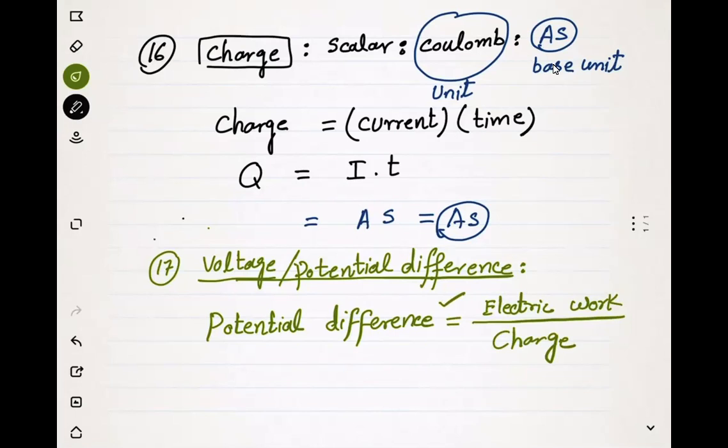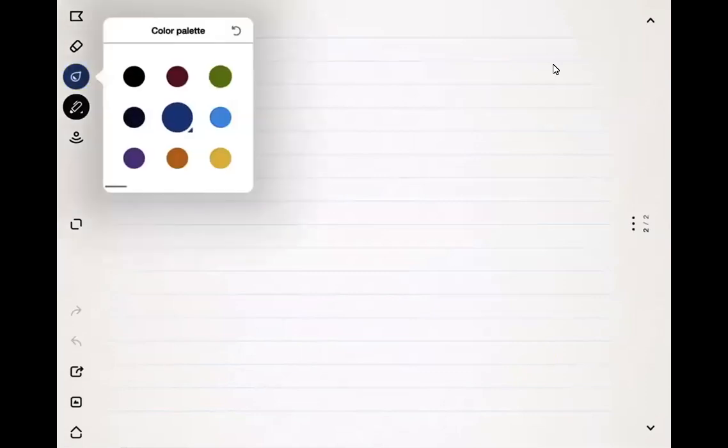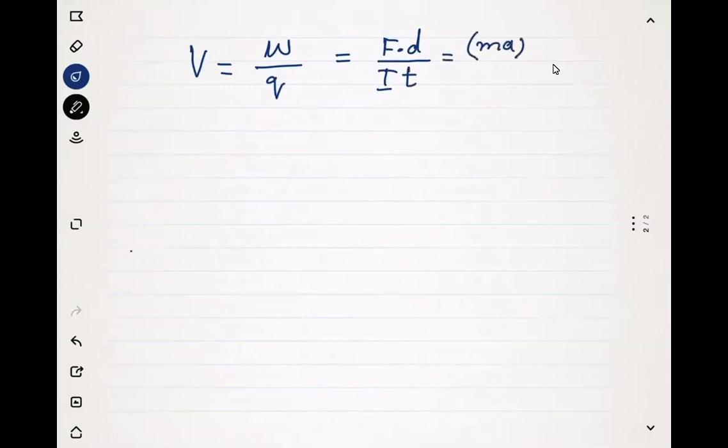Now its unit and base unit. To find its base unit, we can write that since voltage is work over charge, and work is force into distance, over charge, which would be current into time. So finally it would become MA into distance over current into time.